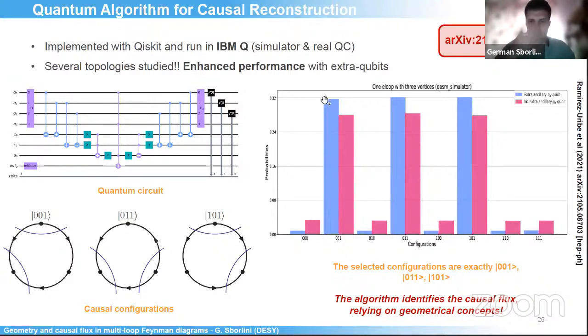We have to use some technicalities to enhance the performance of this searching algorithm because of some technical details. And the point is that we managed to identify the configurations that are causal by using this algorithm. Here you can see an example for this triangle, that essentially is a one loop diagram in which we have 3 vertices. And here we see the quantum algorithm, the quantum code as shown by Qiskit, by this platform for implementing this kind of computations.